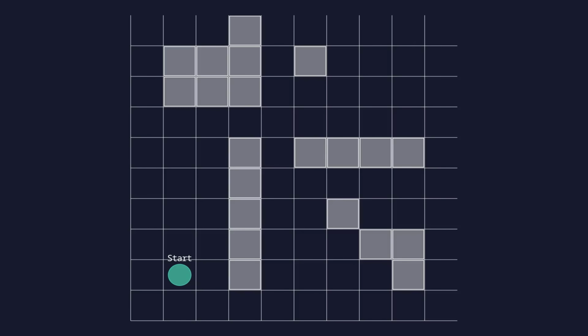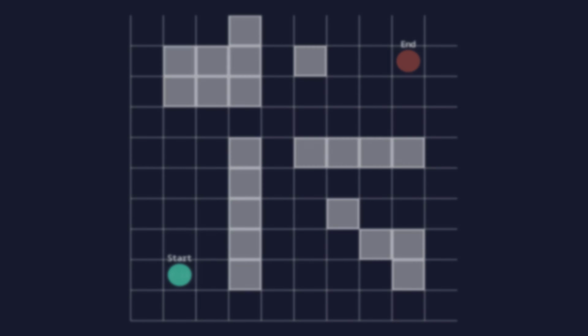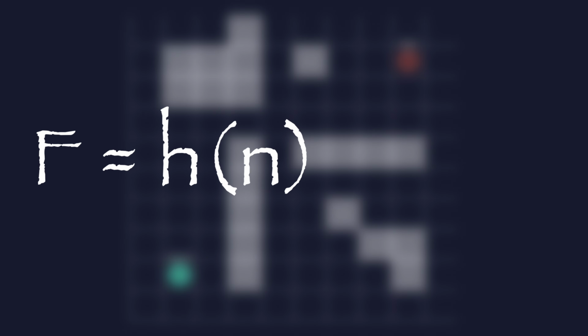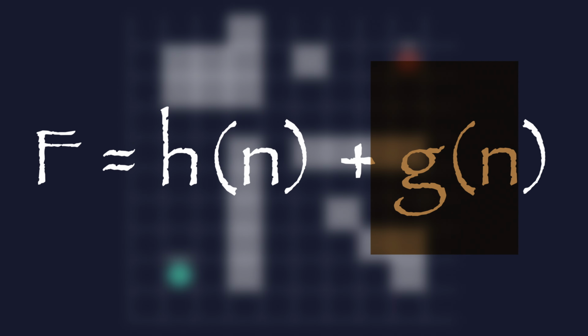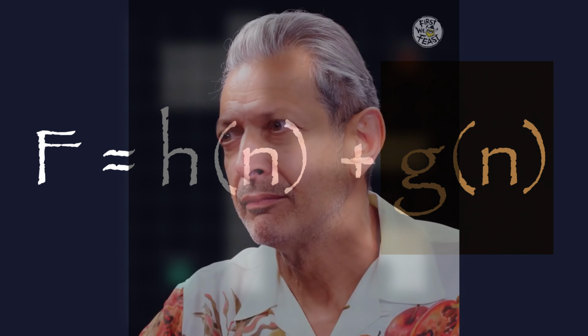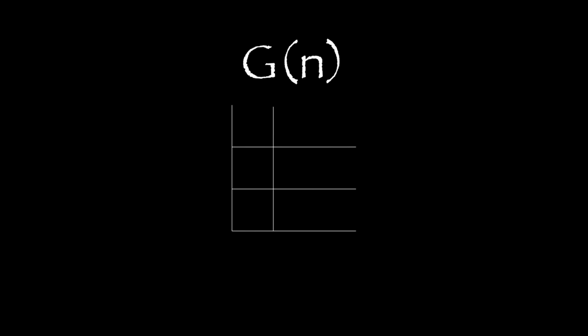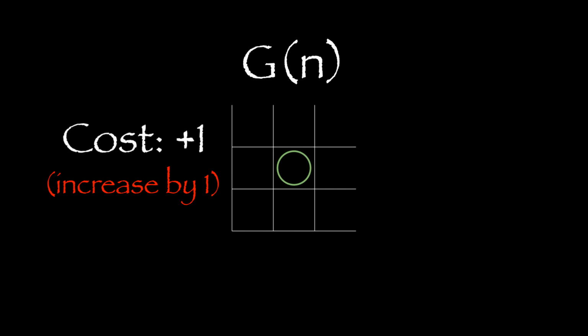Let's say here we want to reach from the green point to red using A-star algorithm. The A-star algorithm uses this formula. F equals to H(n) plus G(n). Now, what's that mean? Here, G(n) is the cost of moving from one block to another. In our condition, this is a constant. No matter where you go, up, down, left and right, the cost is always 1.